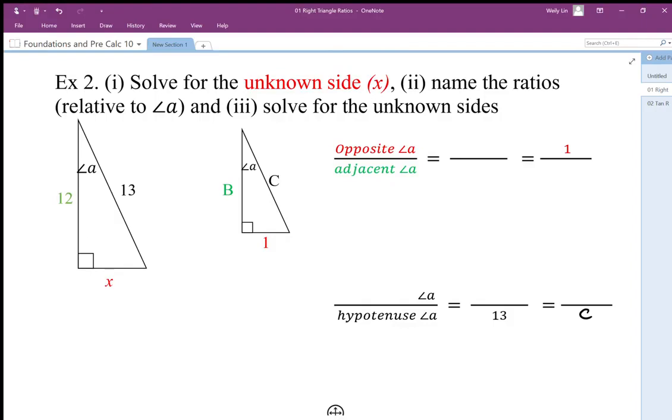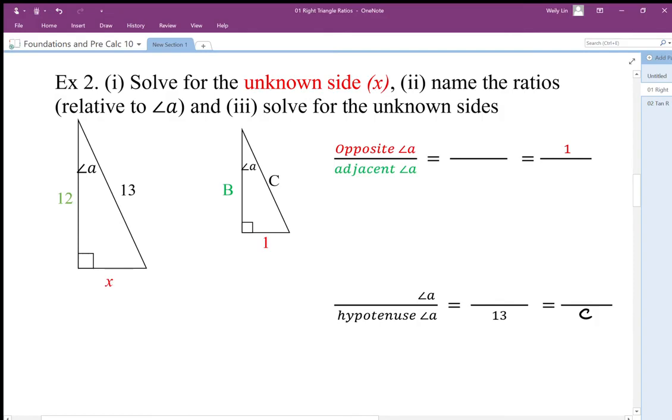In this problem, we're going to do much the same as the last problem, except we do have a couple more things that we're going to add to this. So in this one here, we need to solve for the unknown side x here. So we've been given two sides of a right triangle, which means that we can use Pythagoras to find the third side. Anytime we have two sides of a right triangle, we can always use Pythagoras to find the third side.